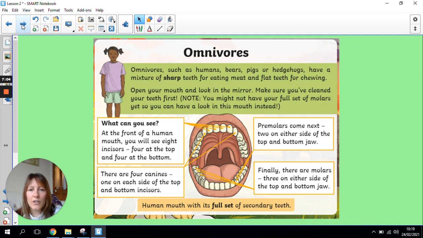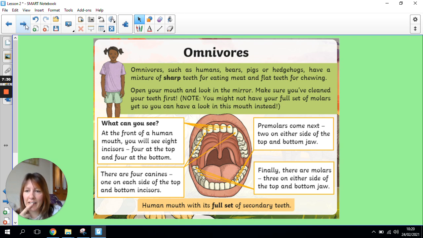Have a look at the teeth. You can see now, depending on how old you are and how many teeth you've had that have fallen out and grown back, you probably won't have your full set of molars just yet. As you get older though, some extra molars will grow in right at the back. They'll come through at the back of your mouth. But have a look and see.